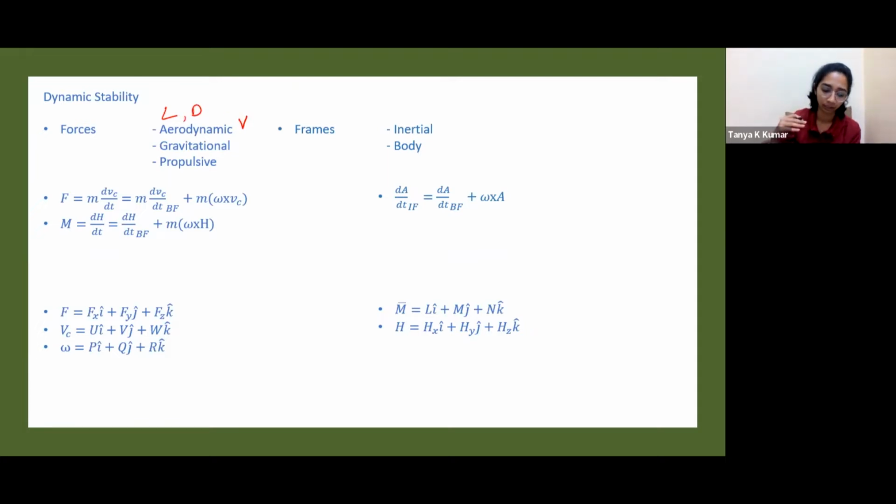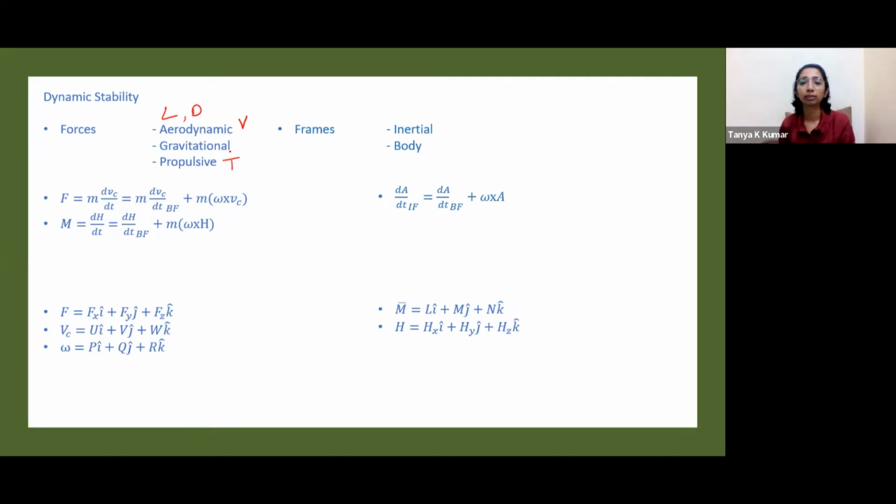If the aircraft is stationary, it is the velocity with which the wind is hitting the aircraft, or the velocity with which the aircraft is moving in air. So relative velocity determines the aerodynamic forces, that is L and D. Gravitational force G acts perpendicular, downward. Propulsive force is thrust.